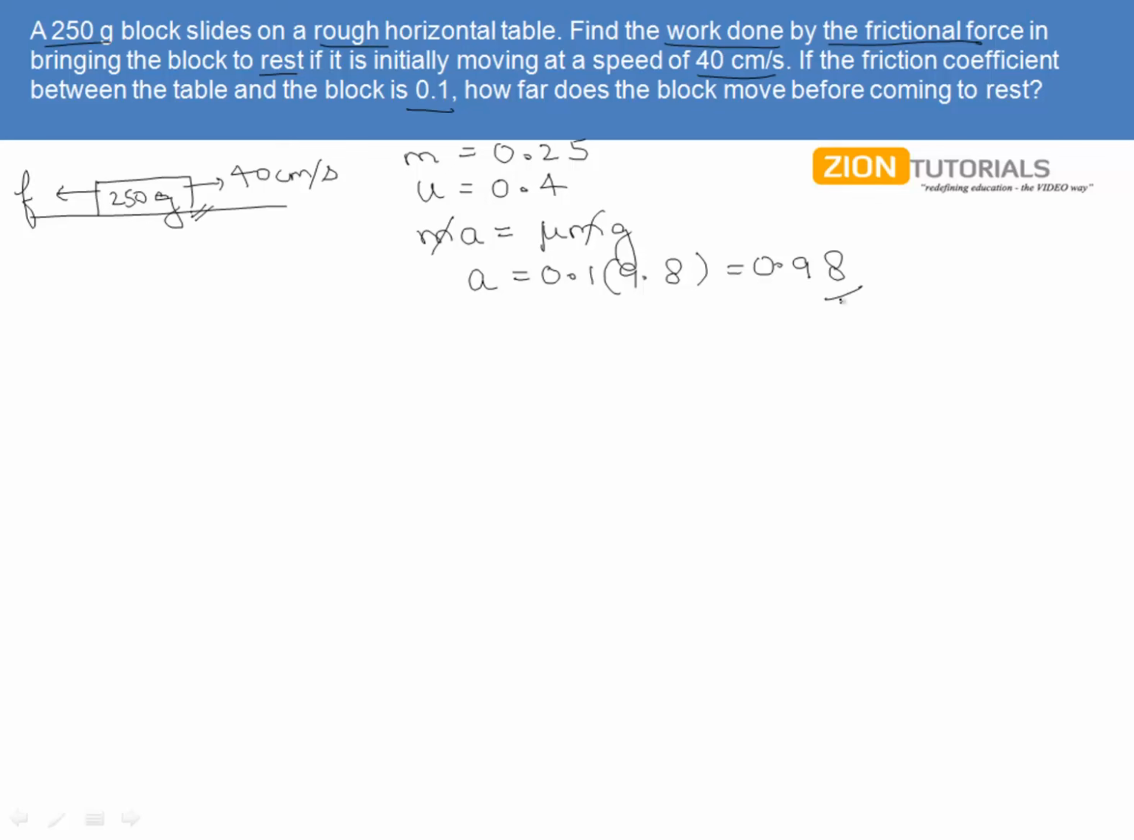Now we can easily apply the third equation of motion, 2as equals v squared minus u squared, and putting the values in, we can find s being 8.2 centimeters. Now friends, we have found out the s. Also we have the initial velocity.